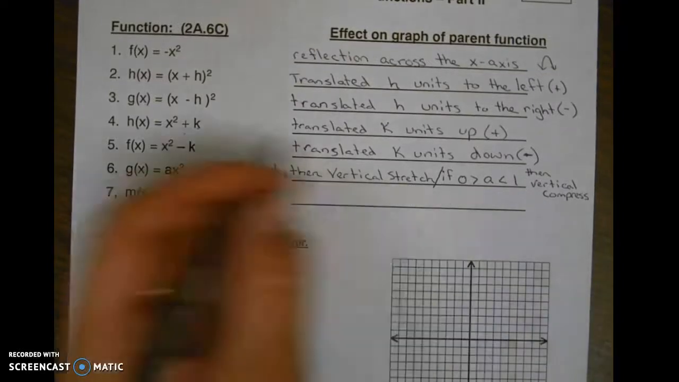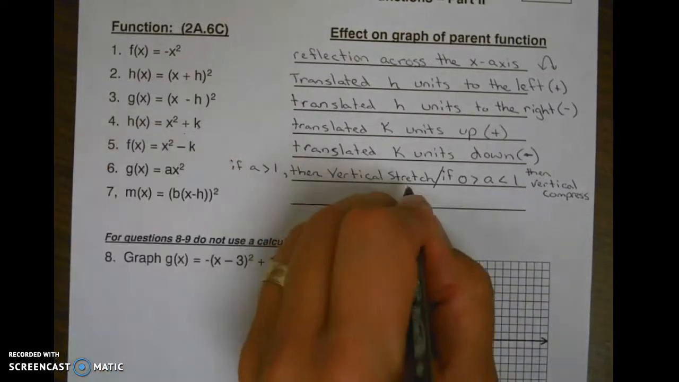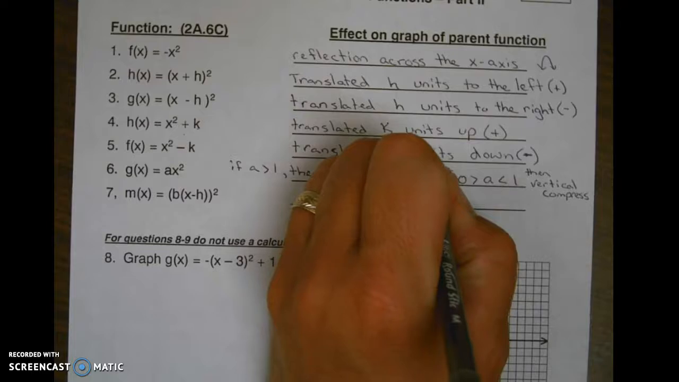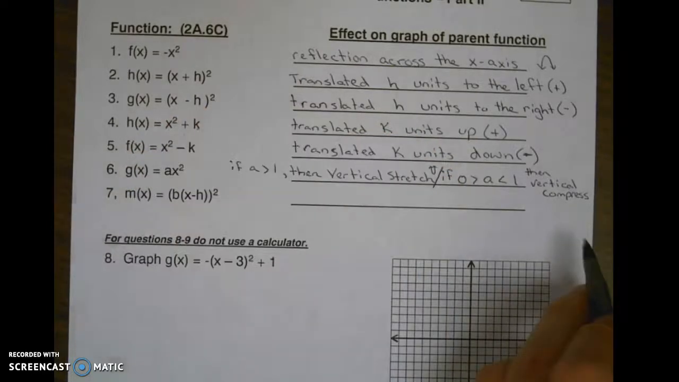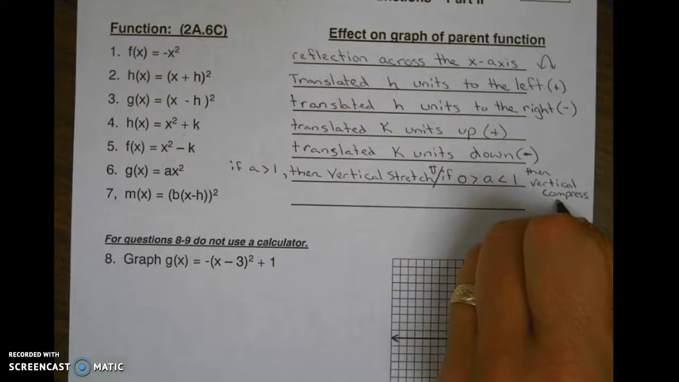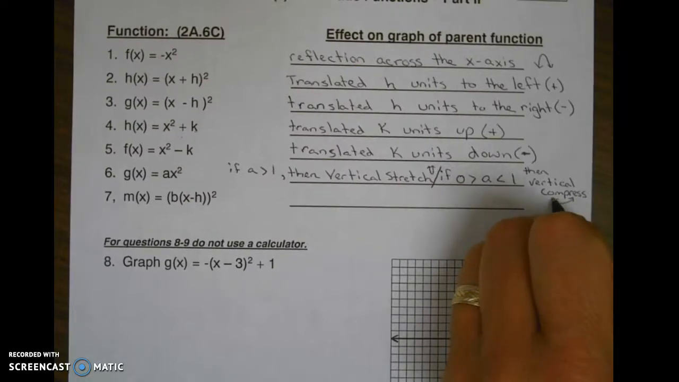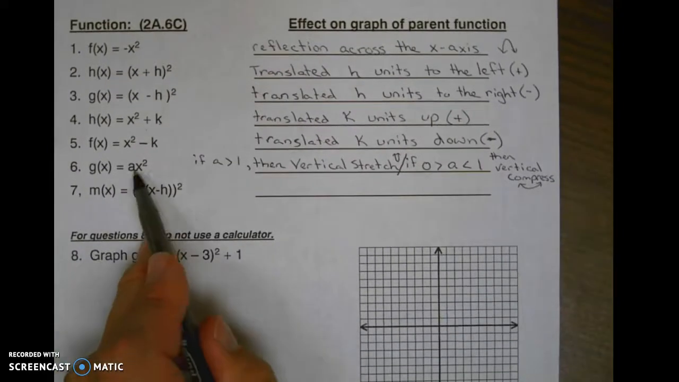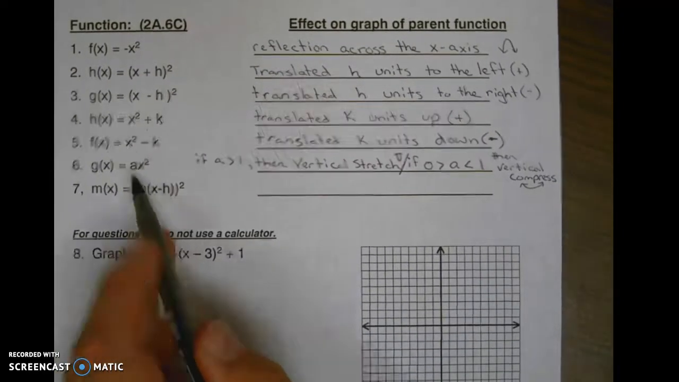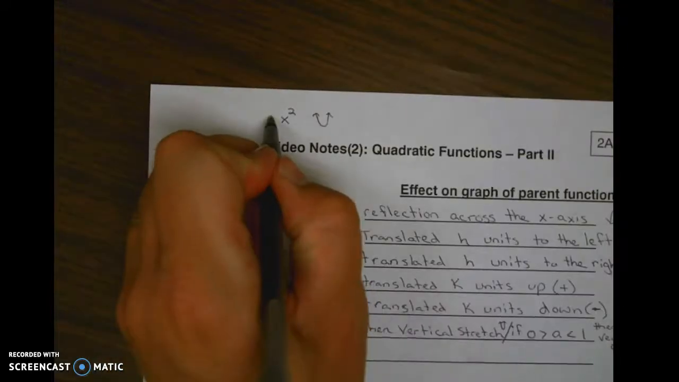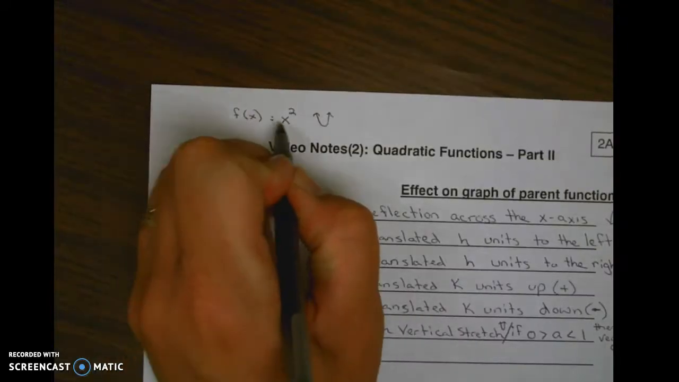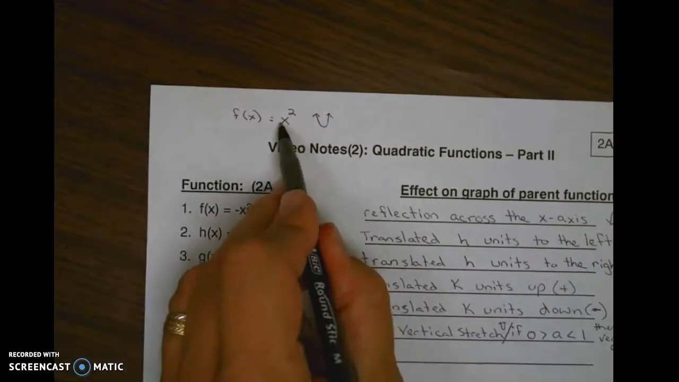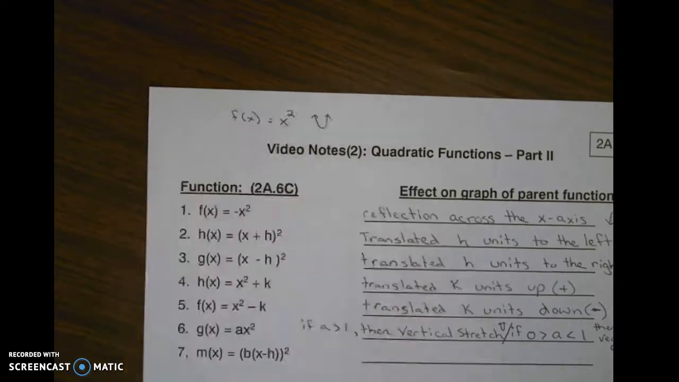So a stretch, remember, would mean that the graph would appear to be narrower than the parent. And a vertical compression would look like the graph would appear to be wider than the parent. Now the parent has an a value of 1. Notice that the value in front of the x squared is a 1, 1 times x squared.